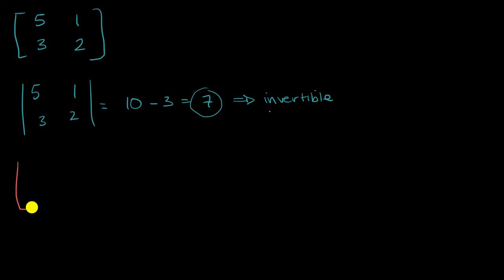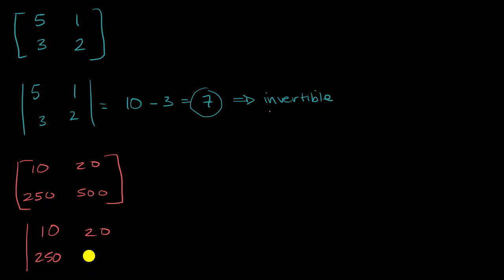Now, what about this matrix? So 10, 20, and 250, and 500. Is this matrix invertible? The determinant here of 10, 20, 250, and 500 is going to be equal to 10 times 500, which is 5,000, minus 20 times 250, which is 5,000, which is equal to 0. And once again, if you wanted to find its inverse, you would take your adjoint matrix and multiply it times 1 over the determinant, but 1 over 0 is not defined, so this is not invertible.